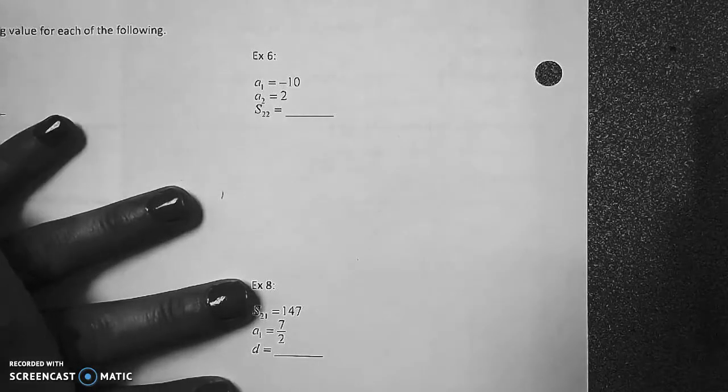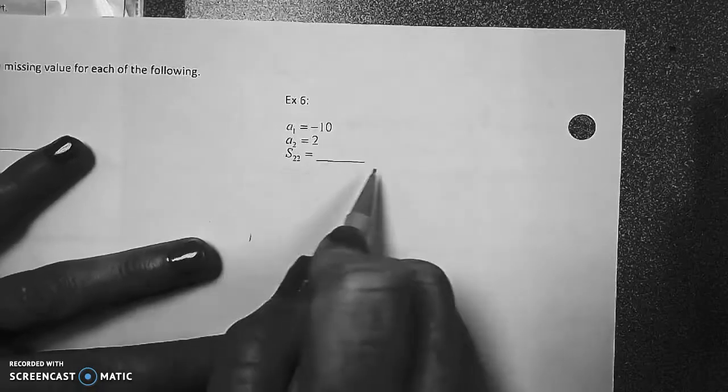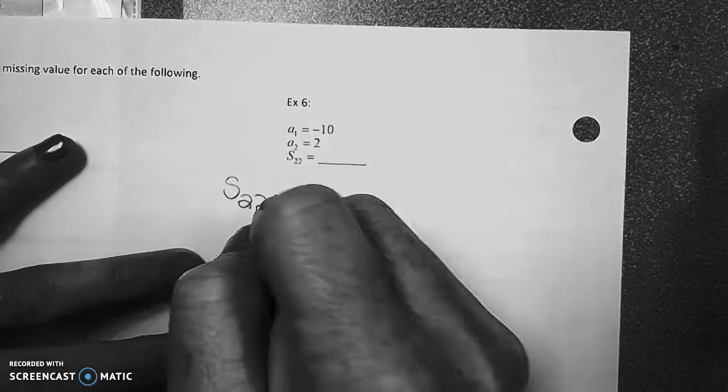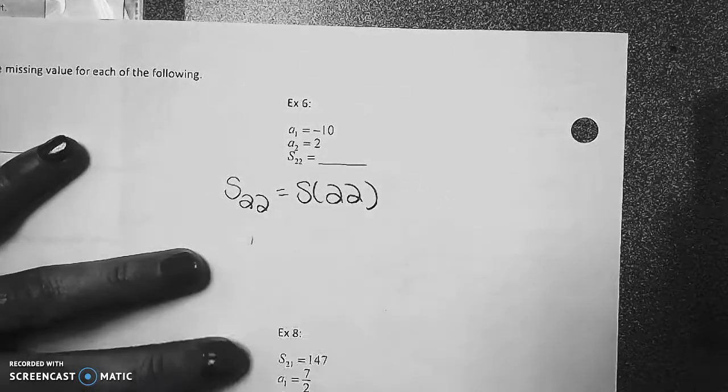So this problem says find the missing value. We're given the first term is -10, the second term is 2, and we're trying to find the sum of the first 22 terms. So first I'm just going to write down what I need to find the sum of the first 22 terms. And by the way, you can write that as a subscript or S sub 22. It makes no difference there.